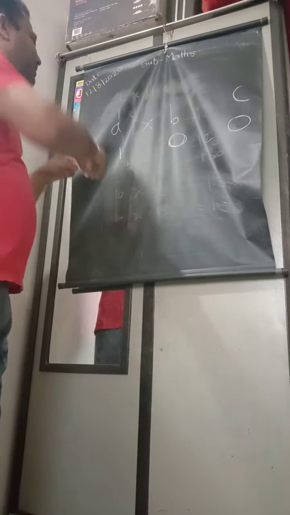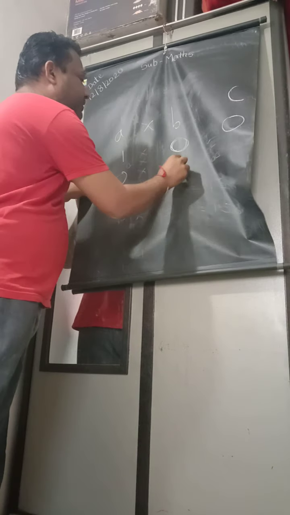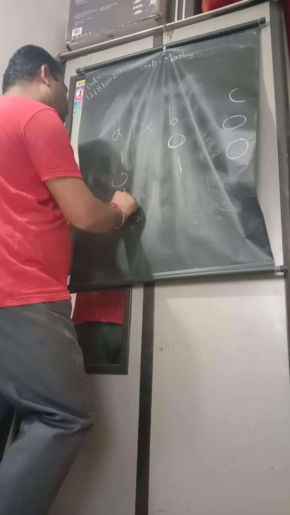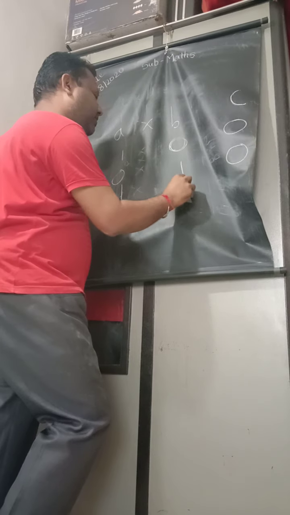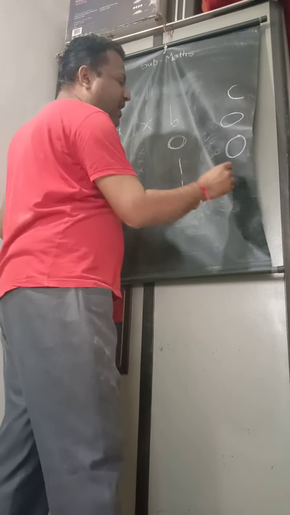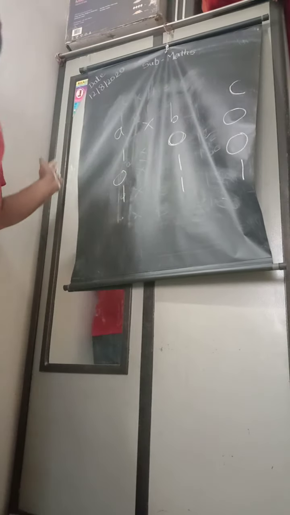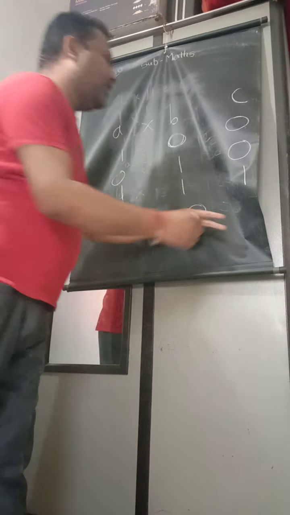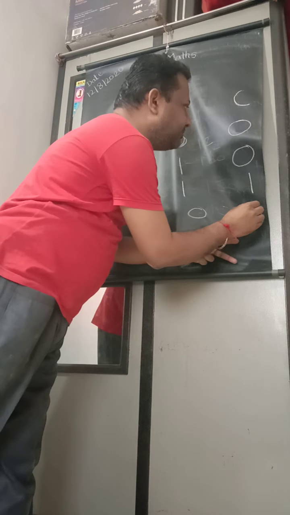Then I take another way: this is on, this is off, and your answer is 0. Now when the bulb is on and the fan is also on, your answer is 1 into 1, which is 1. When the bulb is off and the fan is off, it means 0 and 0, and your answer is 0.